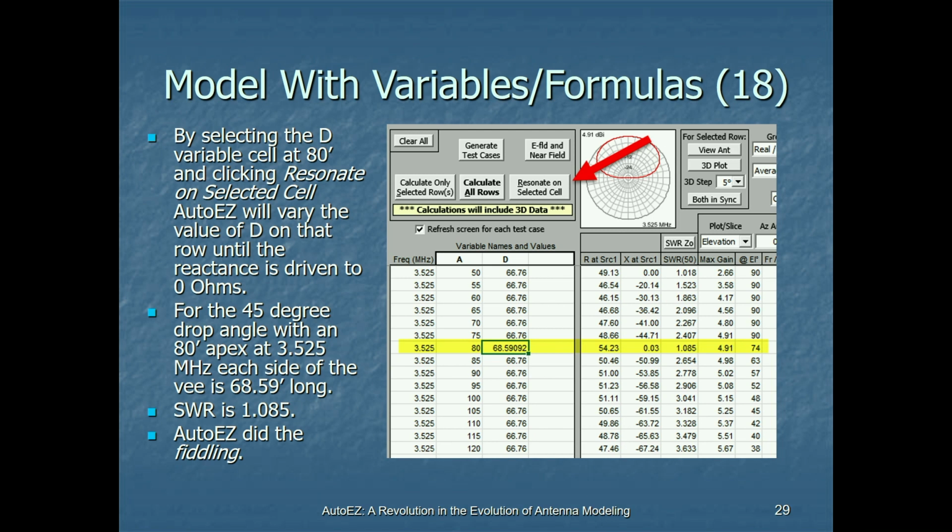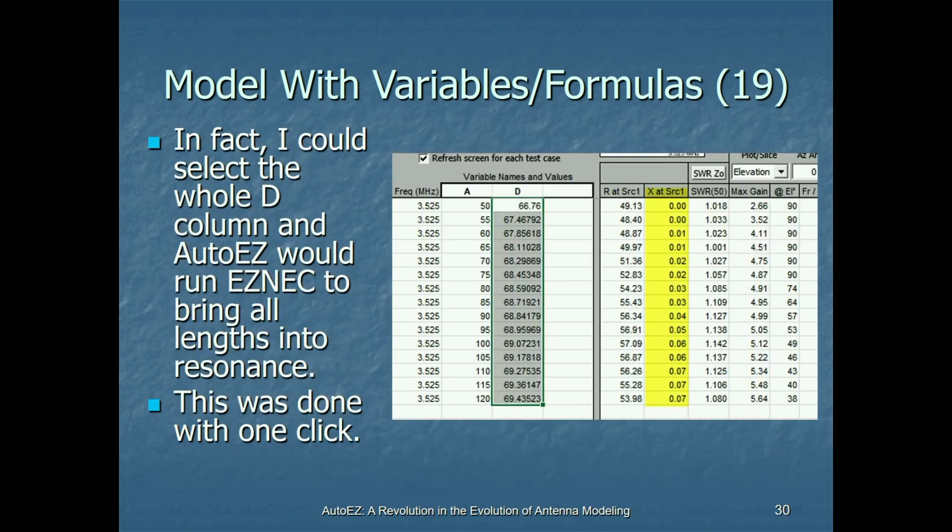And then if we look over here at the resistance and the reactance in the highlighted columns, 54.23 ohms and 0.03 ohms of reactance, or 1.085 low SWR. So again, we let AutoEZ do that, right? If you remember, what I said earlier was I was fiddling in EasyNet, changing lengths to get things like reactance to go to 0. Here I let the program do it.